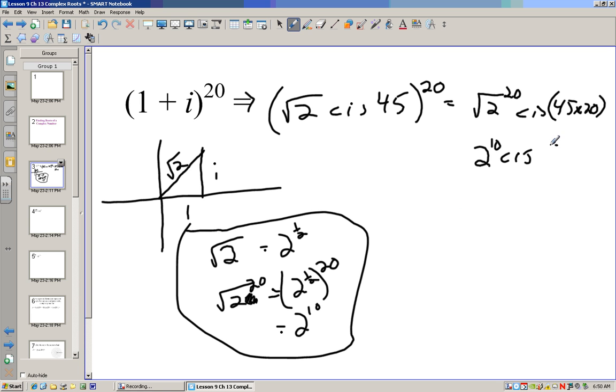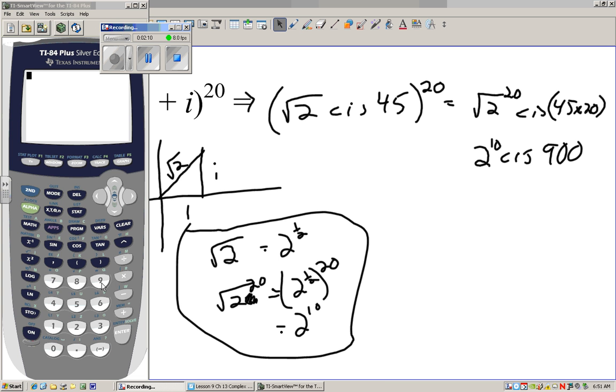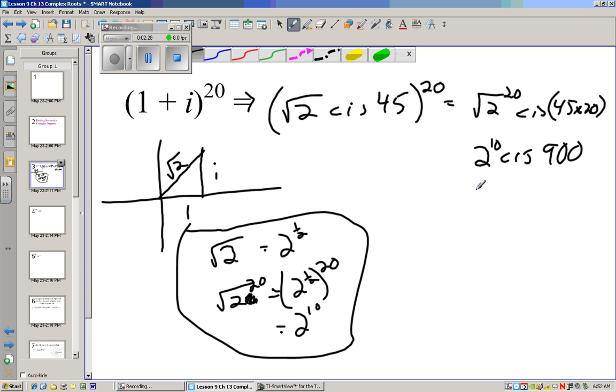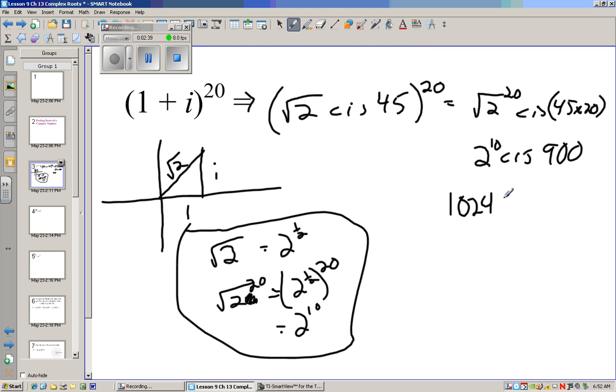And this is equal to cis 900. Now, 900, if I subtract 360 from this, and subtract 360 from that, that would be like cis 180. So I could do 2 to the 10th. Let's find 2 to the 10th. So it's 1024 cis 180. What if I wanted to write it back in this form?